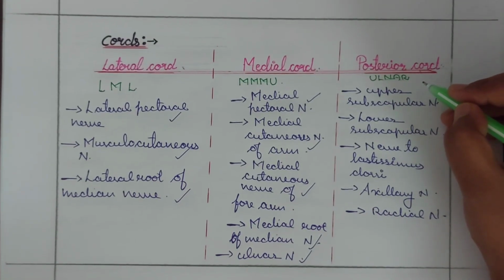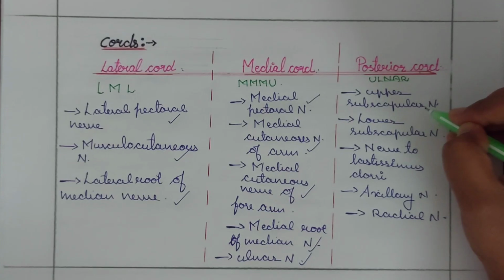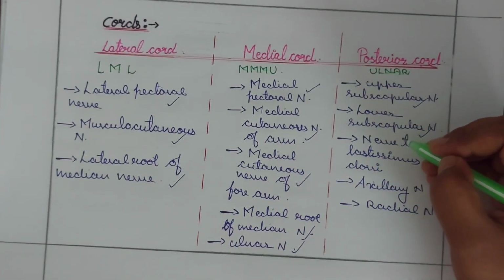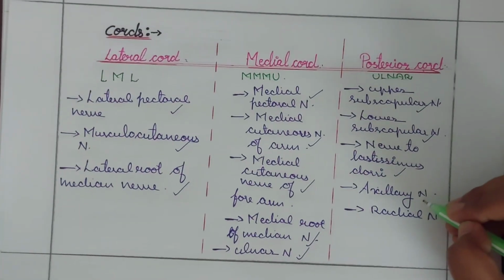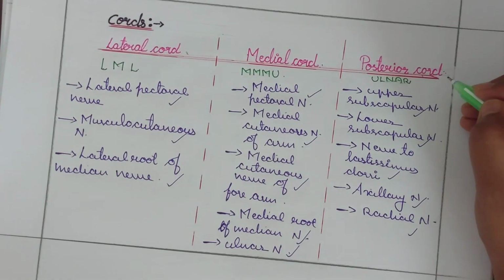Next, the branches which arise from the posterior cord are upper subscapular nerve, lower subscapular nerve, nerve to latissimus dorsi, axillary nerve and radial nerve. Here you can use the mnemonic of ulnar.